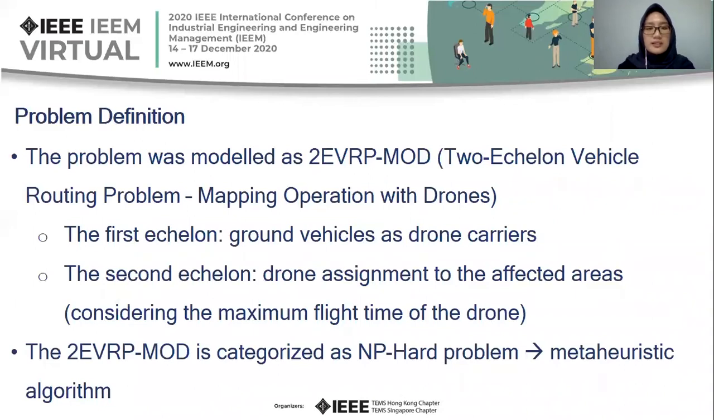The problem was modeled as a 2-EVRP MOD with the first and the second echelon. The first echelon is to accommodate the ground vehicles as drone carriers, and the second echelon is where the drones are assigned to the affected areas. Because the 2-EVRP MOD is derived from a 2-EVRP problem, we can categorize it as an NP-hard problem, and we can use a meta-heuristic algorithm to solve this problem.